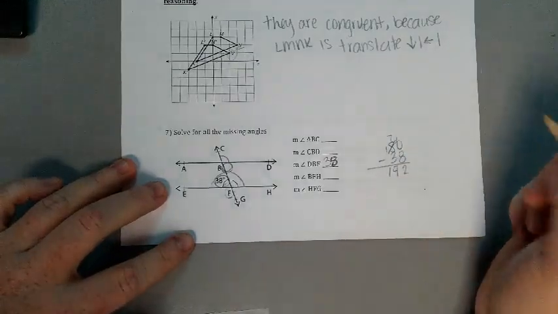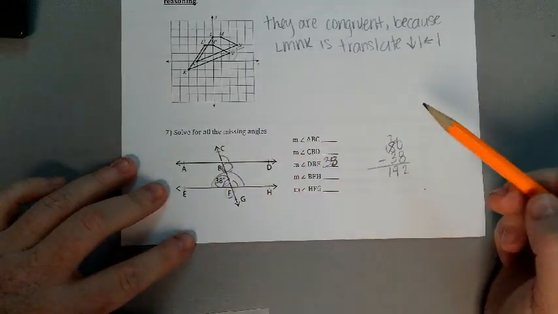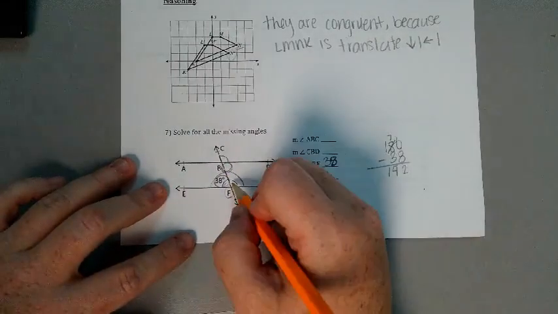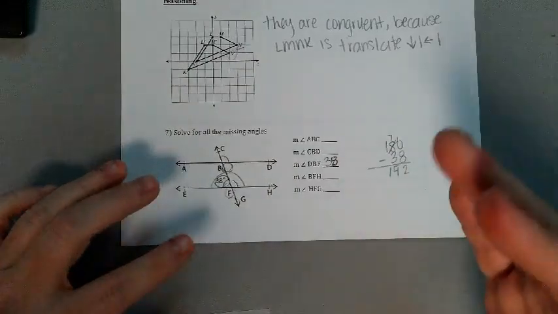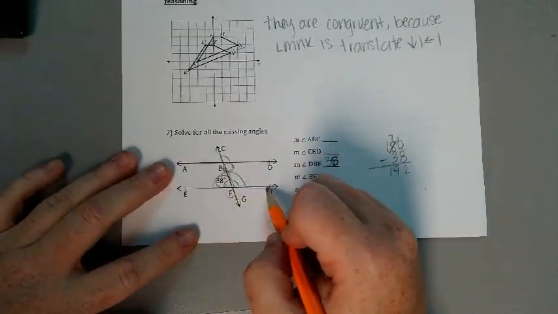Okay, this is HFB, BFH. F needs to be in the middle. When you're naming an angle, you have 2 letters and then your angle in the middle of it. So BFH is 140.